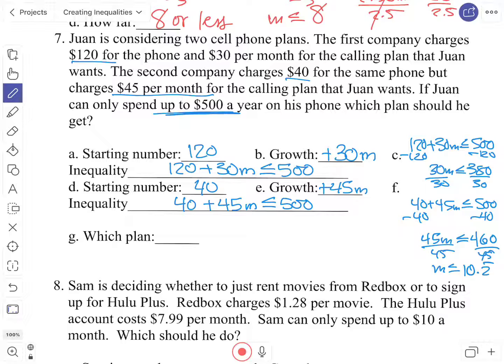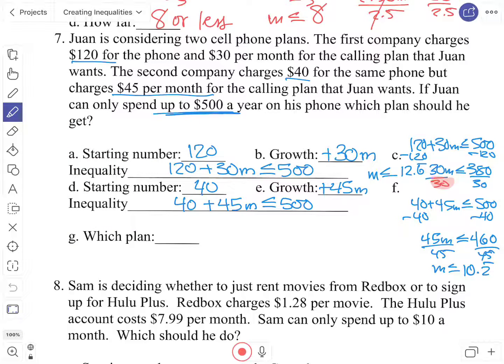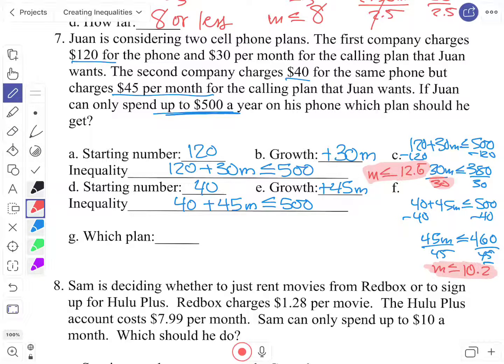380 divided by 30 is 12.6 repeated. So basically what this means is that under the first plan, with $500, he can pay a little over a year, 12.6, so 12, almost 13 months. Whereas on the second plan, he can only pay slightly more than 10 months. So which plan would be better? Well, for what he's got, the better plan would be the first one. So that plan.